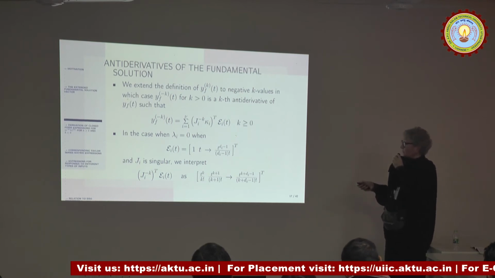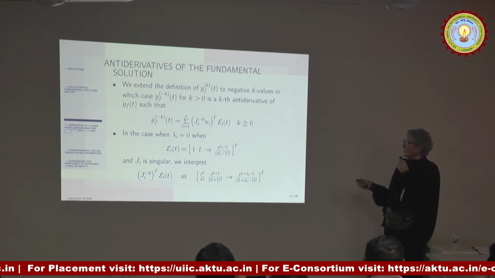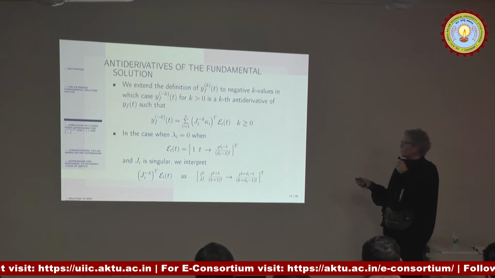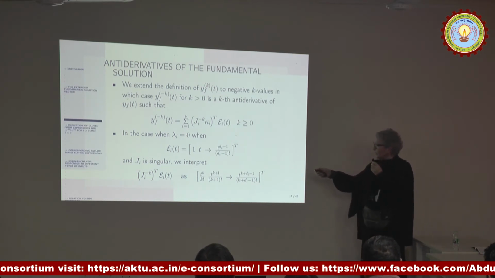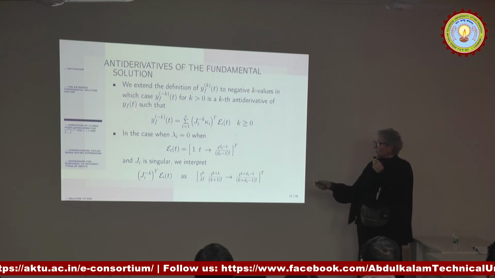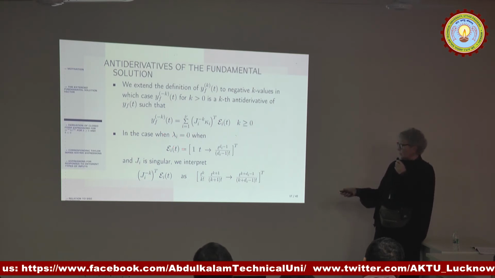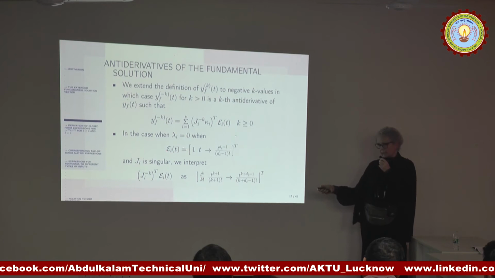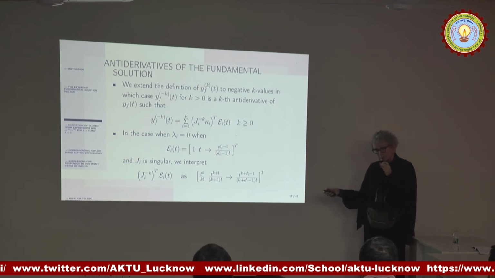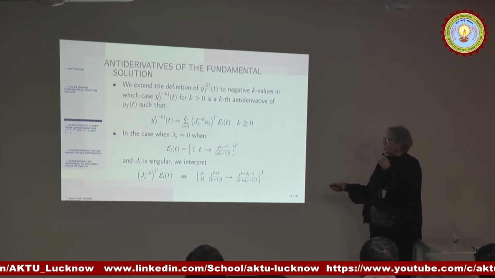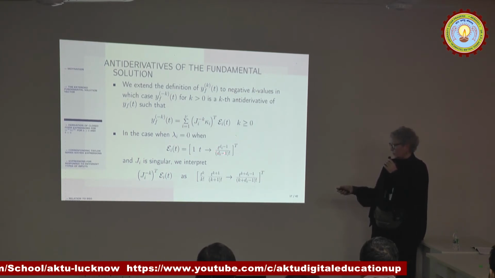Now the antiderivatives, we need to extend the definition of the derivative to negative k values. And so we do that simply like this. And in the case when lambda equals 0, then we must make note that our corresponding exponential has to be replaced by this vector. Okay? So just be careful when you have a 0 eigenvalue. You just substitute that in to the corresponding step of the exponent vector.